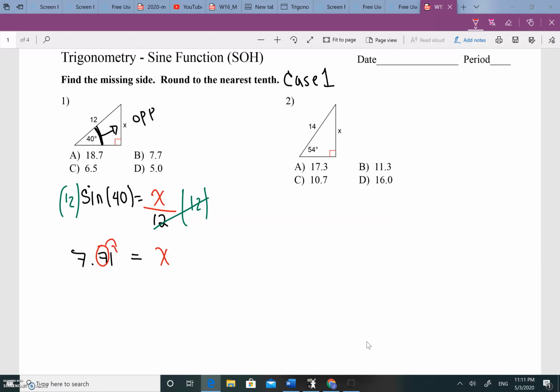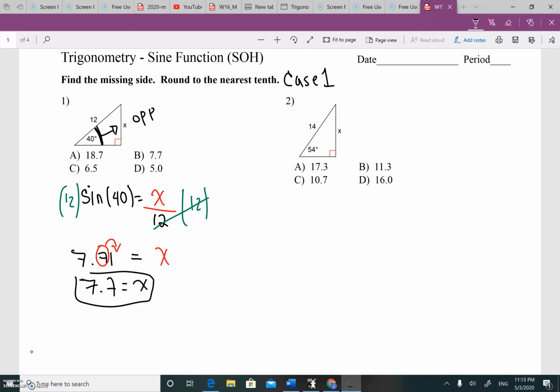So you look over here at the 1. Because it's 0, 1, 2, 3, or 4, you stay there. So the answer is 7.7 is equal to x. Now, if the 1 that we have here had been a 5, 6, 7, 8, or 9, then it would be 7.8. But in this case, it's 7.7.